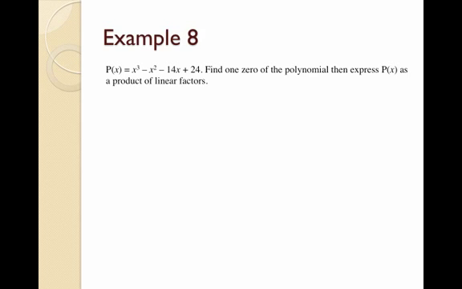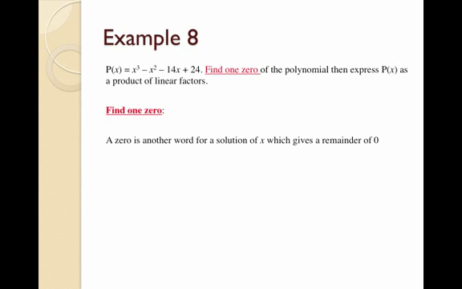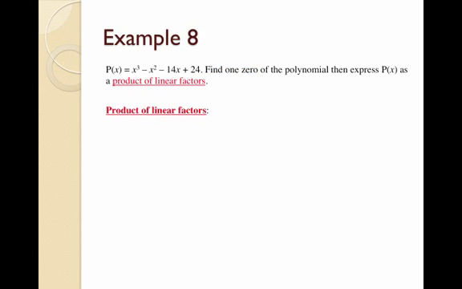P of x is x cubed minus x squared minus 14x plus 24. We're asked to find one zero of the polynomial, then express p of x as a product of linear factors. The term find one zero means find a value of x which gives a remainder of 0. To do this, we substitute in p of 1 or p of minus 1 and so on until we find a remainder of 0. They want us to write it as a product of linear factors.